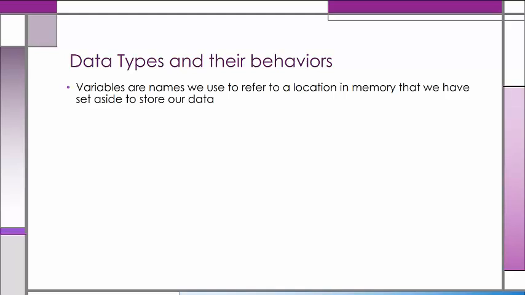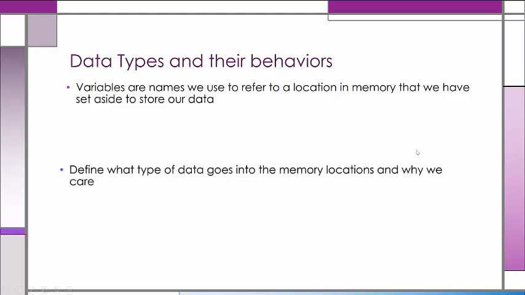So up to now, we've learned that we can create a variable name, and we use that name to refer to a memory address or a location in memory that we've set aside that stores our data. So we're going to take that a step further, and we're going to define what type of data goes into that memory location and why we care what type of data goes in there. And we're going to see how those definitions affect our program.